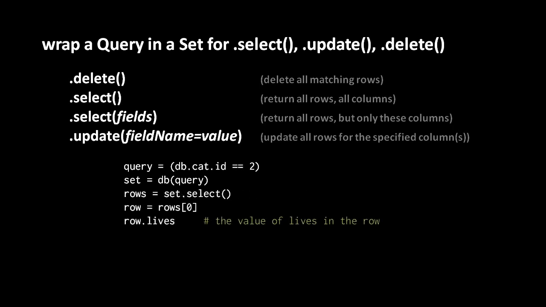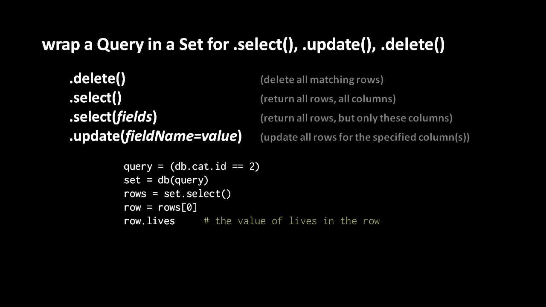Now, with the same query object, if we were to invoke the select method with no arguments, that would perform a select and return the results as a rows object. And because this would be a select over the cat table in which the ID column equals 2, that should again be just one row. And to get the individual rows from a rows object, we use the subscript operator just like a list. So rows subscript 0 here will return the first row, the first and only in this case.